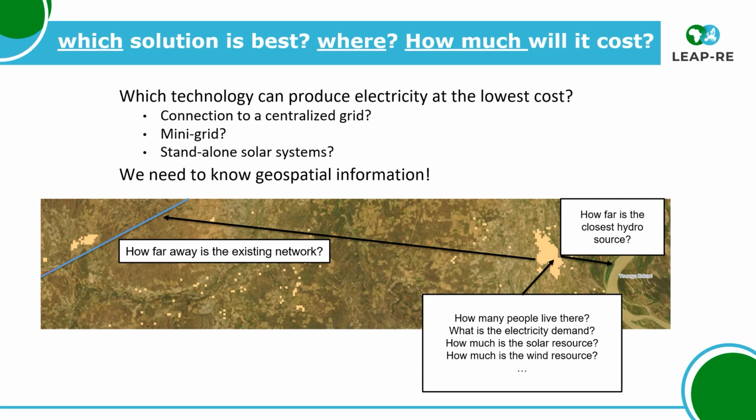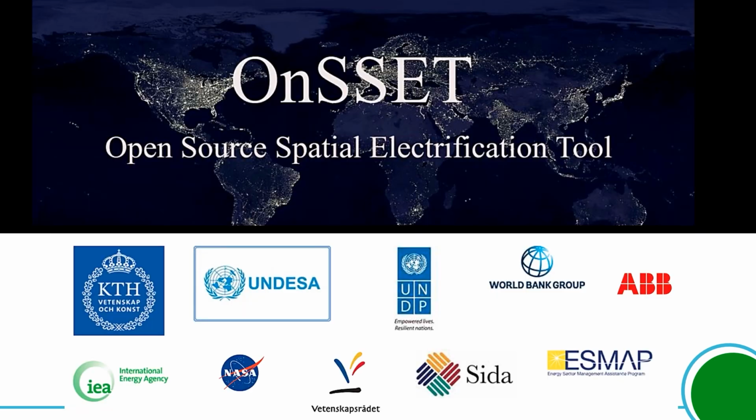Onset system is one of the main ways that we answer this question. Onset stands for the Open Source Spatial Electrification Toolkit. It's been developed by many different institutions across the world, including reputable organizations such as the World Bank, KTH, United Nations, International Energy Agency, NASA, and many, many others.